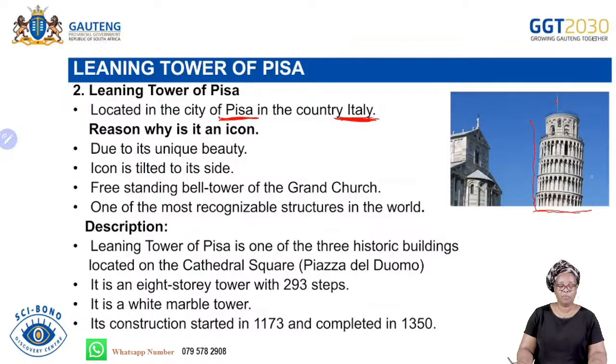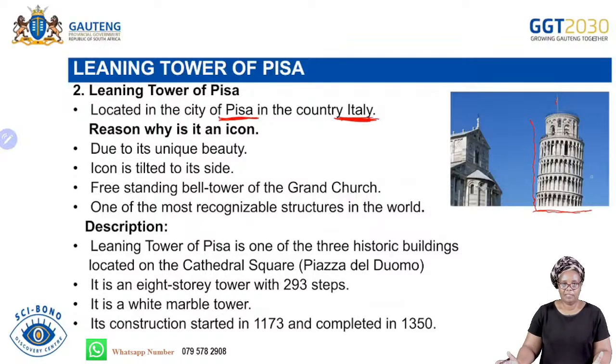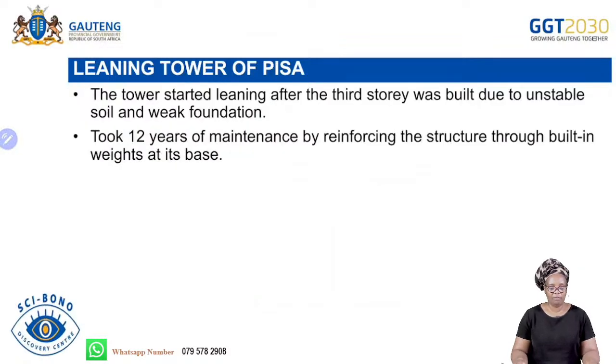This Leaning Tower of Pisa, outside, has been constructed with white marble. It started long ago. Construction started in 1173 and was completed in 1350. So it has been done long ago.